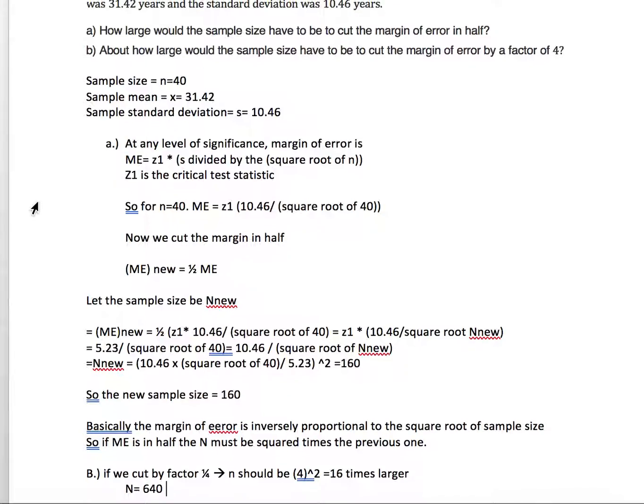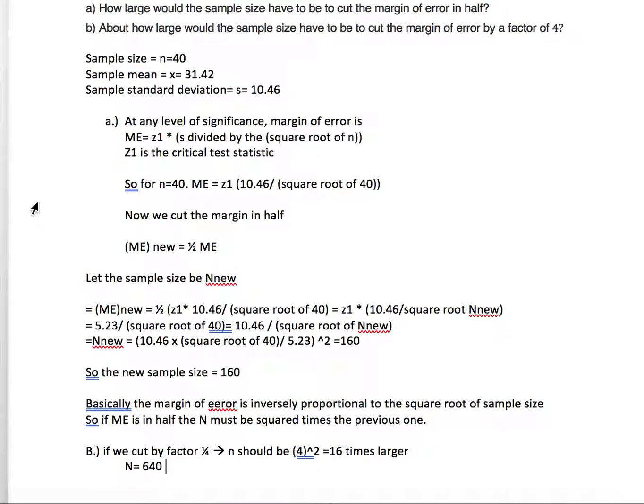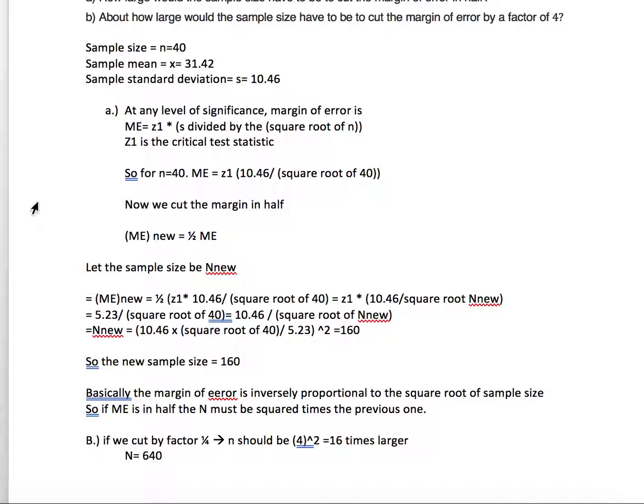That is how you solve for cutting the margin of error in half and cutting the margin of error by a factor of 4.